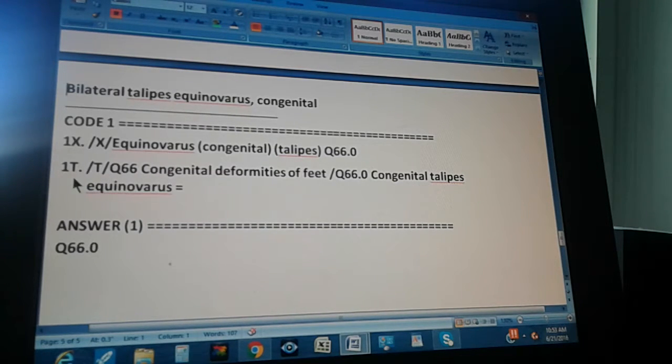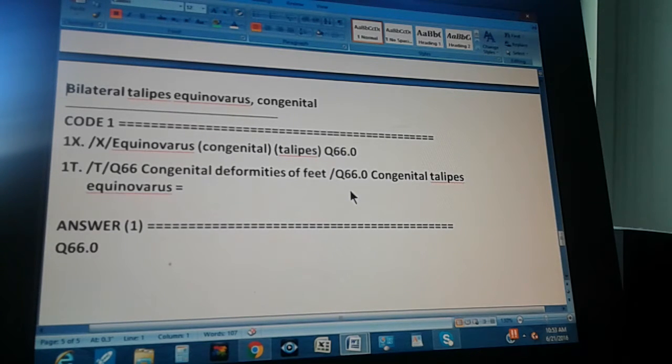So we go to the tabular. The code through the tabular is found like this. First you go to the tabular. Then you go to Q66, which are the first three characters. You always start with the first three characters. And Q66 is what? Congenital deformities of feet. Which is what we told you, that talipes equinovarus is a deformity of the foot. So we're on the right path.